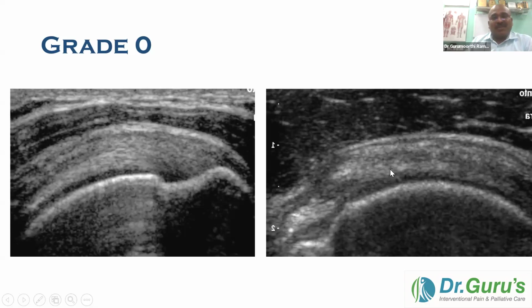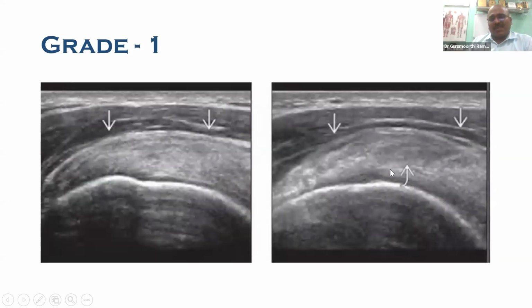This is grade 0. Then grade 1. Grade 1, yes, it needs experience for you to understand, but still, if you compare this one and this one, you can see, okay, fine, deltoid is fine, your subacromial subdeltoid bursa is nice, but still you can see some effusion over here, and you can see it was thickened over here. So it should come like this, right? It should come like this, but it was thickened.